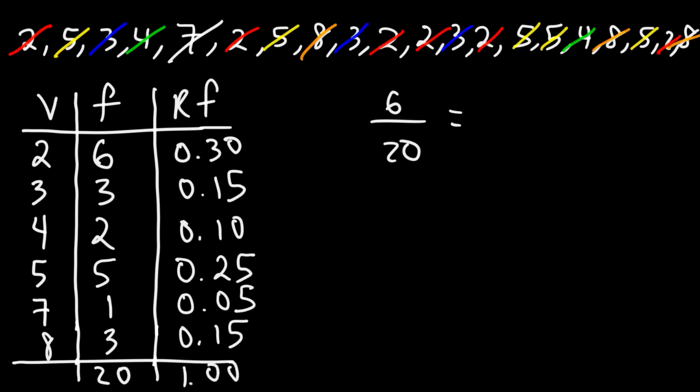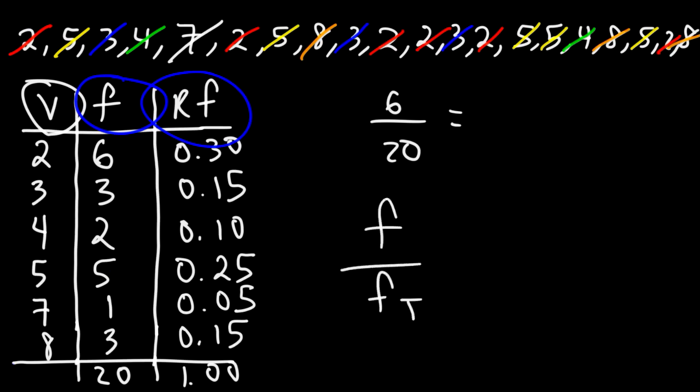So that's basically it. Now you know how to make a relative frequency table. So first you need to list out the values and the corresponding frequencies, and then you can calculate the relative frequency by taking the frequency and dividing it by the total frequency. And as you can see, it's not that difficult.